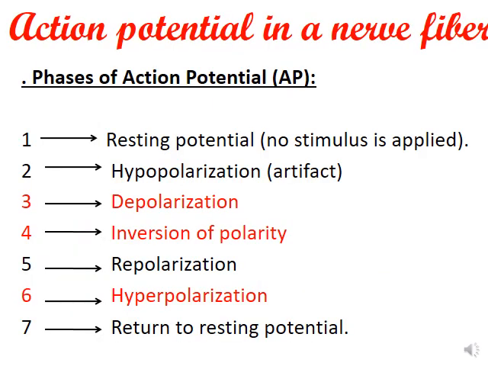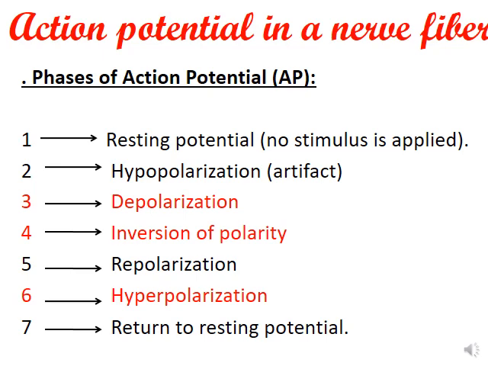So the phases of the action potential: number 1, resting potential. Number 2, hypopolarization, called the artifact. Number 3, depolarization. Number 4, inversion of polarity. Number 5, repolarization. Number 6, hyperpolarization. And number 7, returning to the resting potential. This figure describes all the phases of the action potential inside the nerve fiber. So we have 7 different phases.